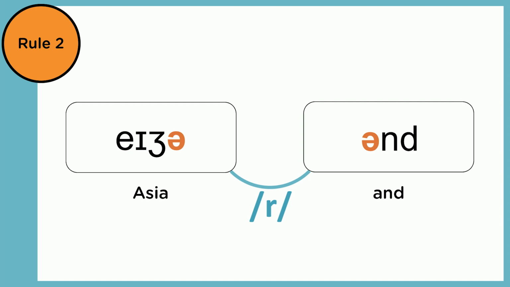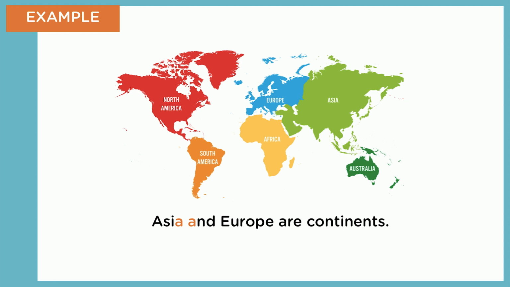When we put them together in a sentence, we say Asia and Europe are continents. Asia and, not Asia and Europe. Asia Rand. That's it. Ready for rule number 3?